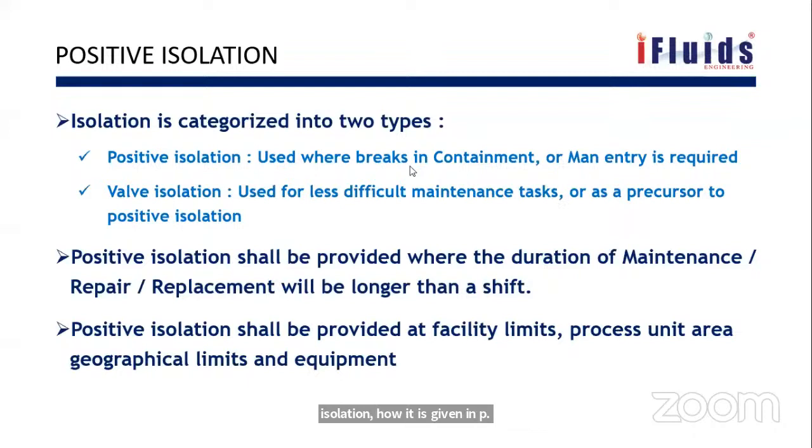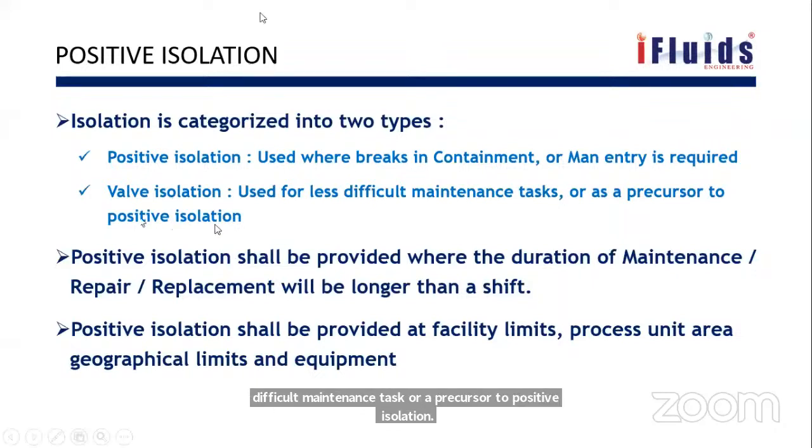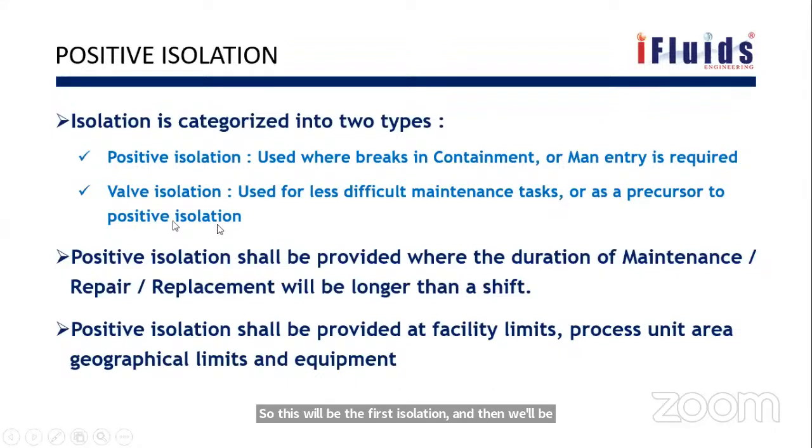Valve isolation is given only for a less difficult maintenance task or as a precursor to positive isolation. So this will be the first isolation, and then we provide positive isolation. Positive isolation shall be provided where the duration of maintenance will be longer than a shift. Basically it provides the required safety, so it will not allow the process fluid to come into contact or come out of the pipeline.